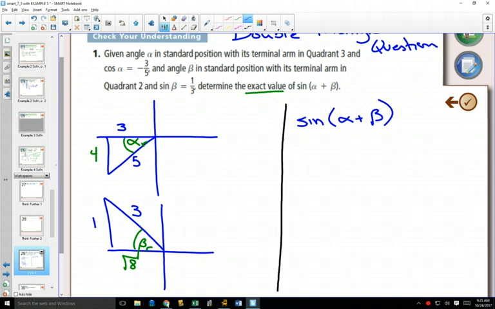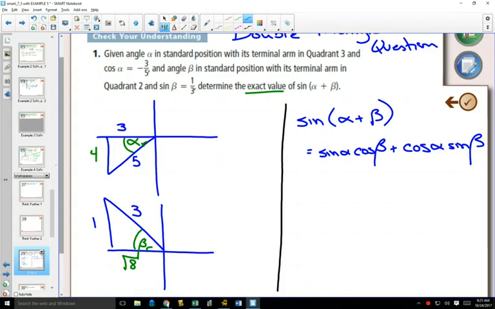Now with our new formulas, sine of alpha plus beta, you go to your formula sheet, you look it up. It's equal to sine of alpha cos of beta plus cos of alpha sine of beta. So it's equal to 4 things all put together, multiplied and added.